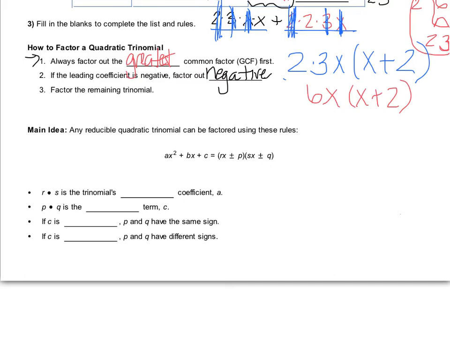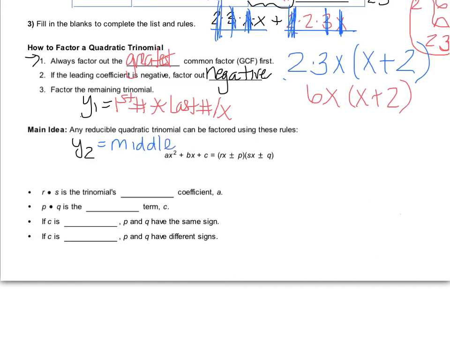So factoring, remember, is where we go to y equals y1 and y2. In y1 we put the first number times the last number divided by x. And then in y2, we always put the middle number minus x. And that's how we figure out what our factors are going to be.